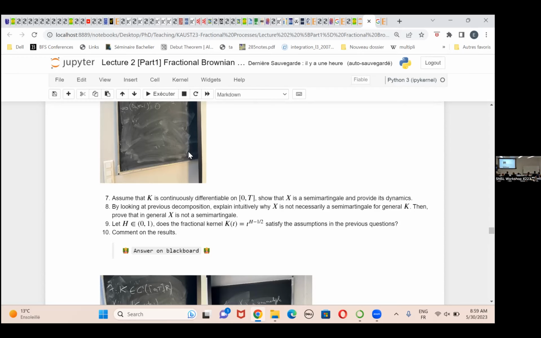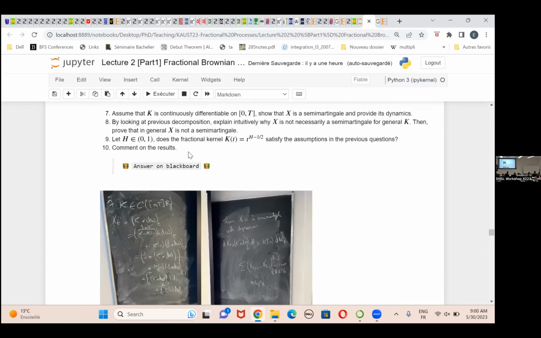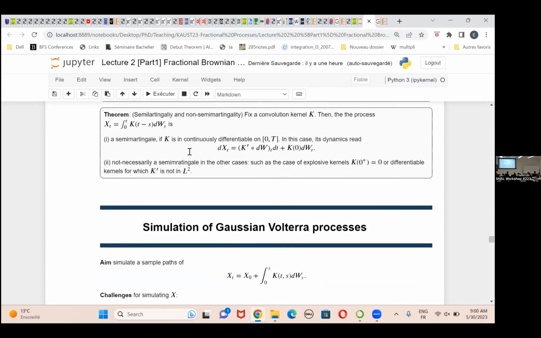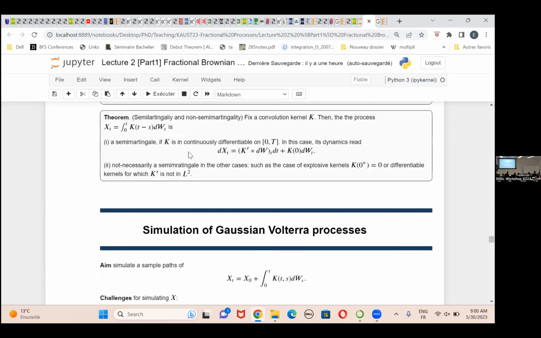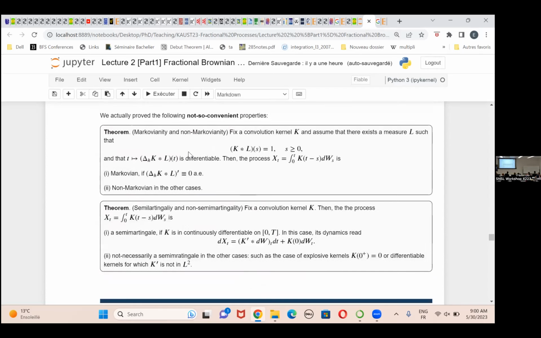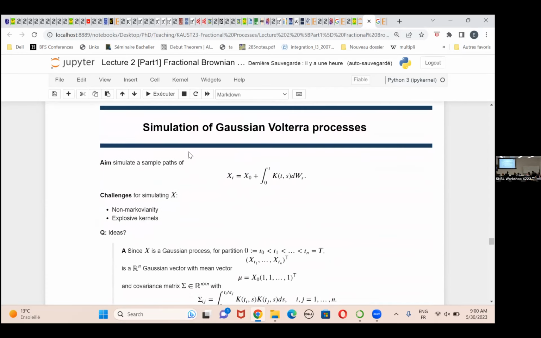So you can no longer, for instance, apply Ito's formula for fractional Brownian motion. And it's not Markovian, so you need to keep track of the whole path, even if you want to implement things to simulate. We need the whole path. These are not so convenient properties of fractional Brownian motion, but let's now move to the simulation part.